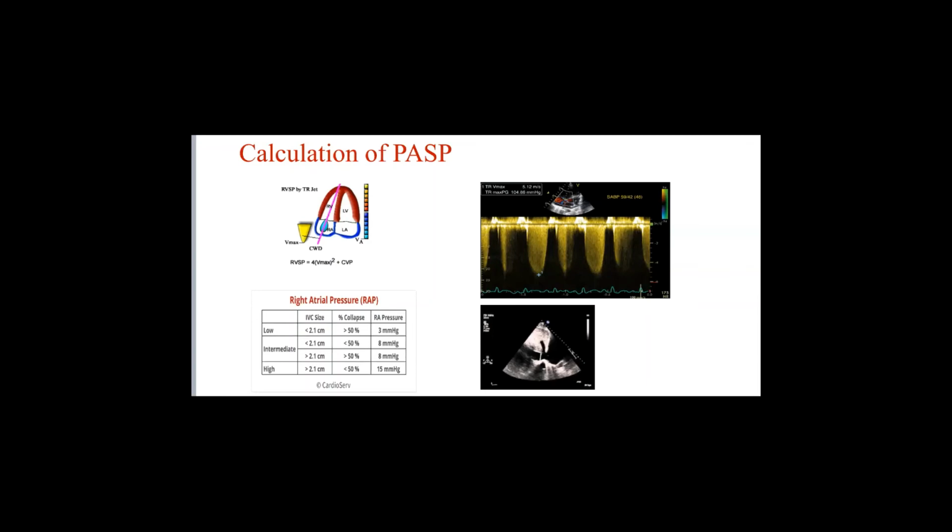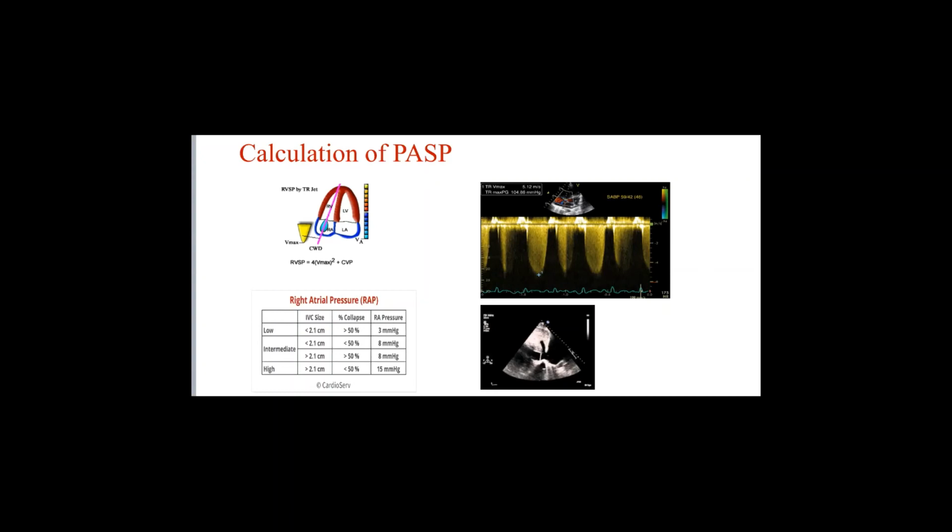The other thing is that our TR signal itself might not always be easily obtained. You can't always get it, right? Sometimes you have to search so thoroughly through different windows to get it. So this is one of the problems of the pulmonary artery systolic pressure.